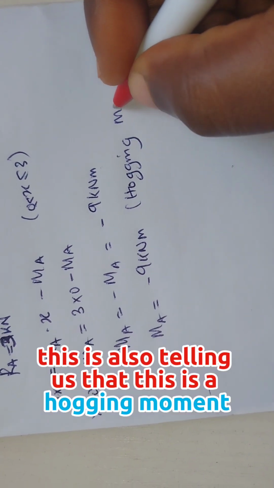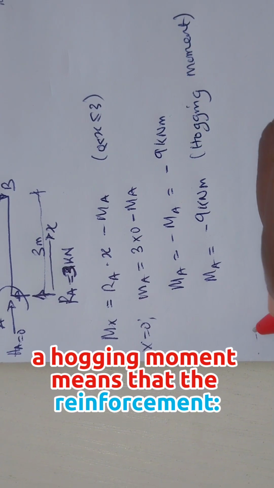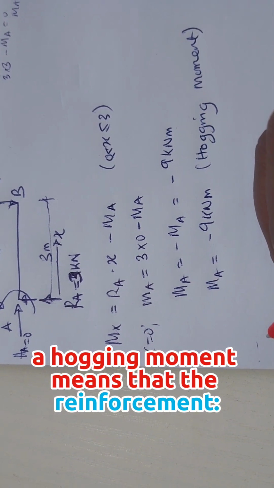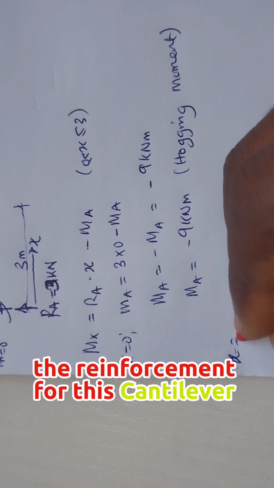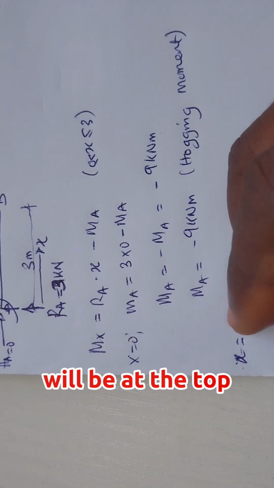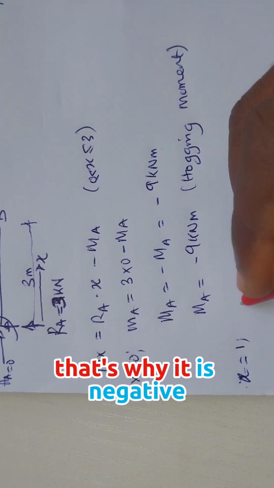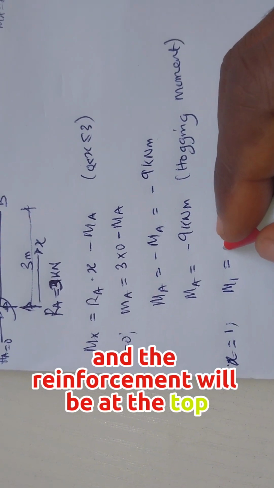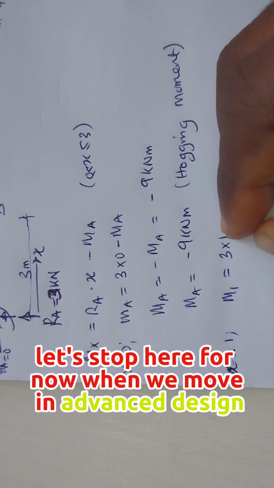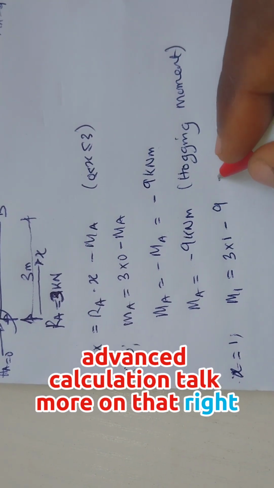This is also telling us that this is a hogging moment. A hogging moment means that when you want to make your design, the reinforcement for this cantilever will be placed at the top. That's why it is negative, and the reinforcement will be at the top. Let's stop here for now. When we move into advanced design and calculation, we'll talk more on that.